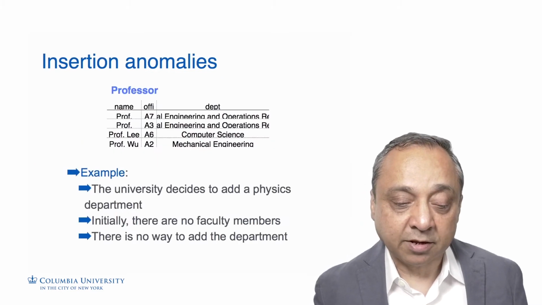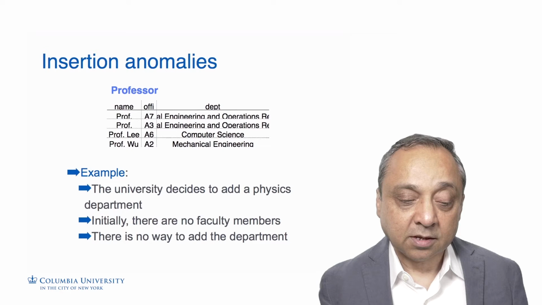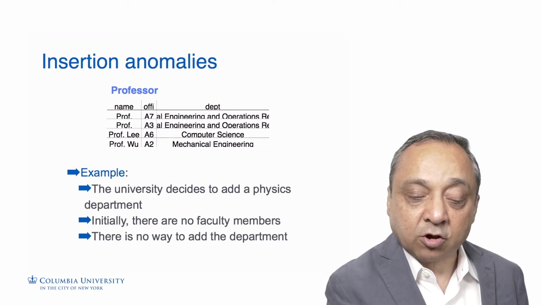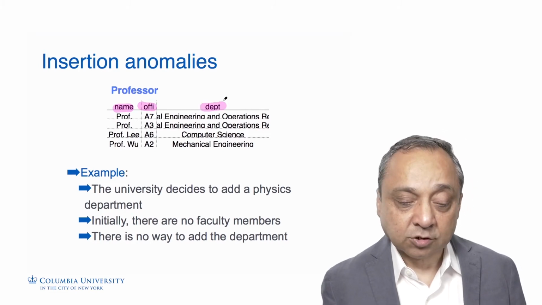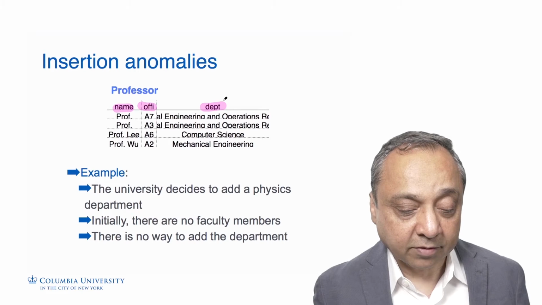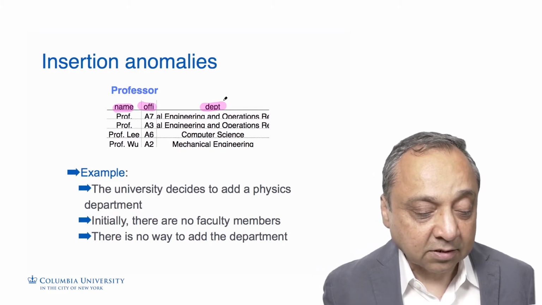So let's say we have a table here called professor, and the professor table has 3 columns: the name of the professor, the office where they sit, and their department. Okay, so here we got these three things here, and we got professors.